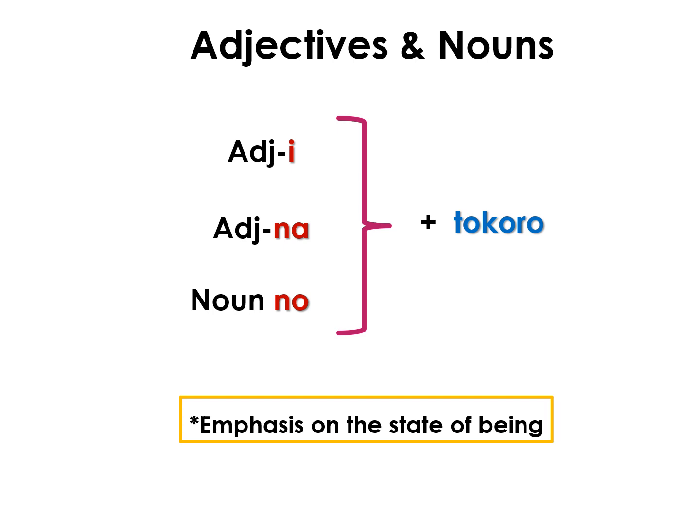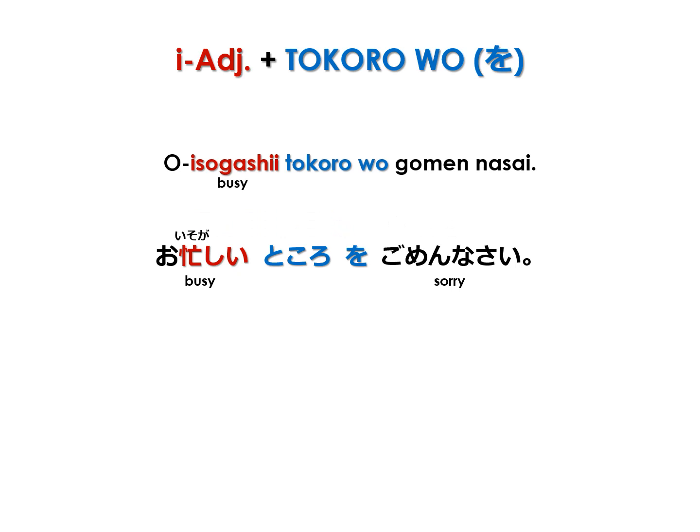In the next few slides, we look at examples that combine tokoro with adjectives and nouns. First, we look at tokoro combined with a direct object particle wo, TOKORO WO. We will look at three social greetings that use the TOKORO WO pattern. お忙しいところをごめんなさい。This is a social greeting when calling upon someone.